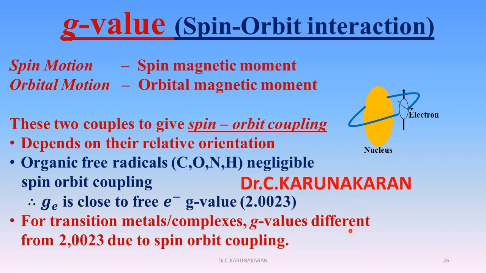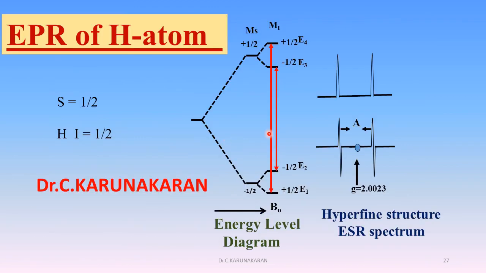However, for transition metal complexes, the G values are very much different from the free electron value due to this spin orbit coupling. Let us see an example to illustrate hyperfine coupling. For example, the hydrogen atom. In the hydrogen atom, you have one electron with spin S equal to 1 by 2 and proton I equal to 1 by 2. In the absence of magnetic field, the electron spin states are degenerate. In the presence of magnetic field, it splits into two, as we have seen earlier.